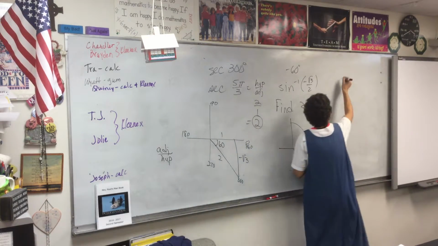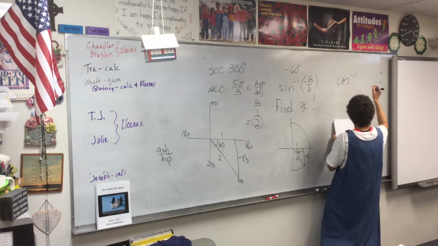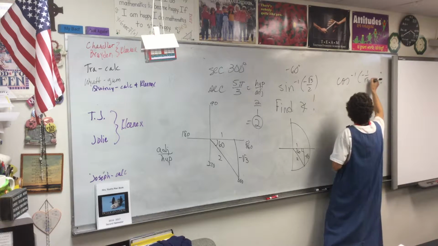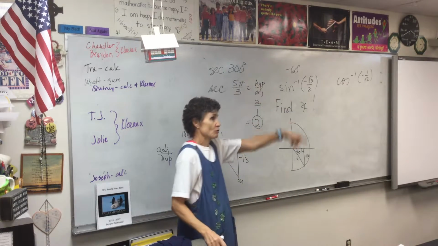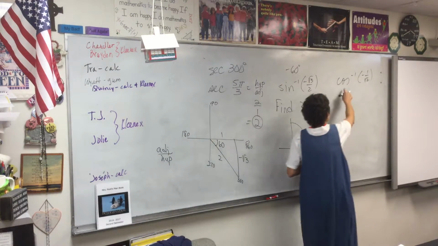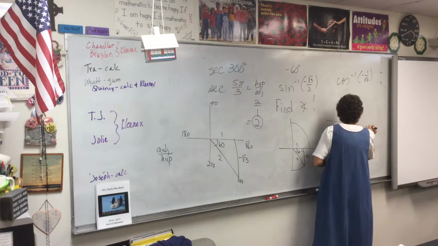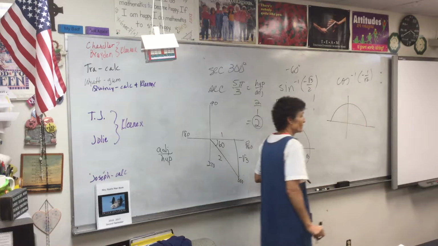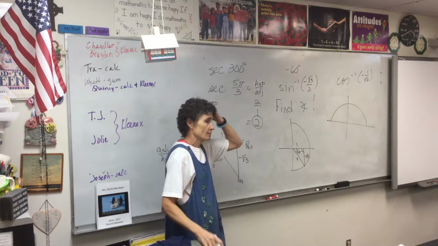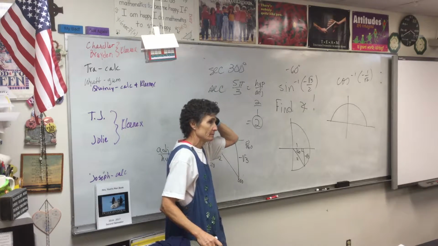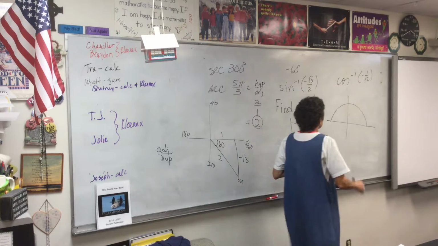Same problem, only now we want the angle whose cosine is negative 1 over root 2. That's right. When you see that notation, you know you're up here, in the top half of the circle. Those are the rules. I didn't make them up myself. That's the way it is.